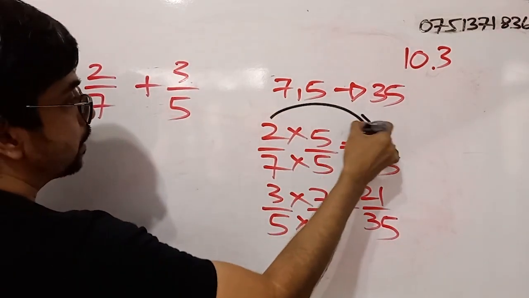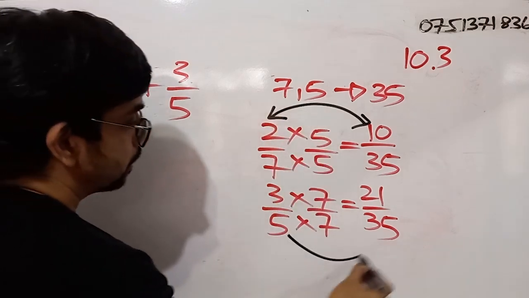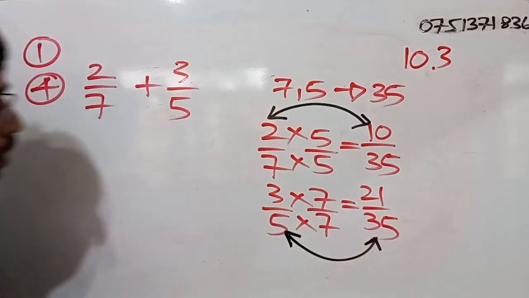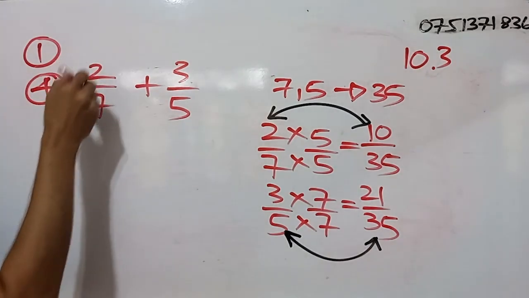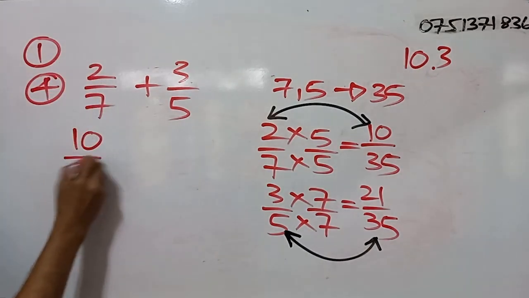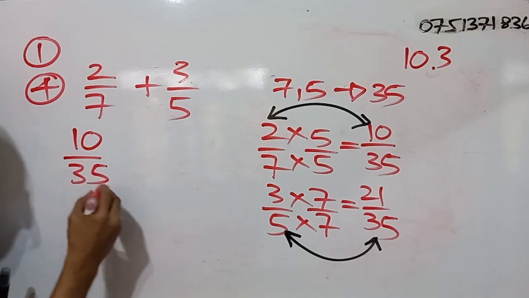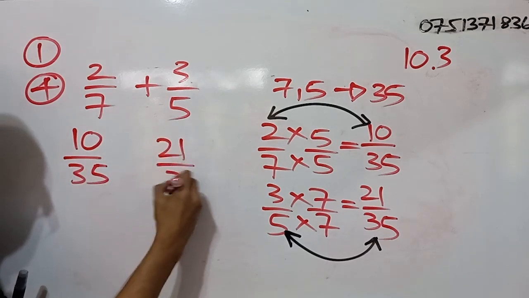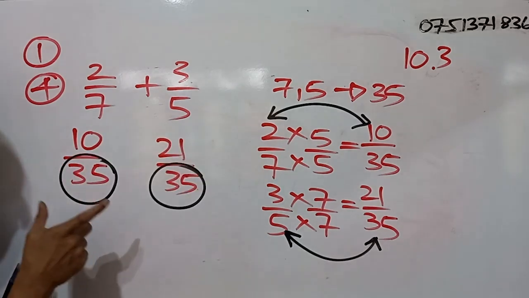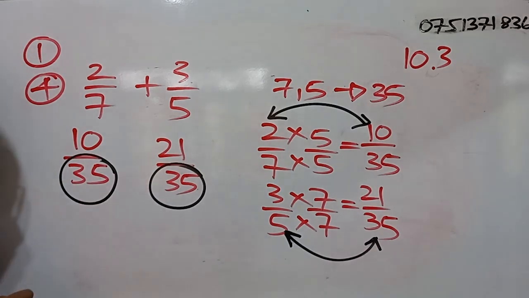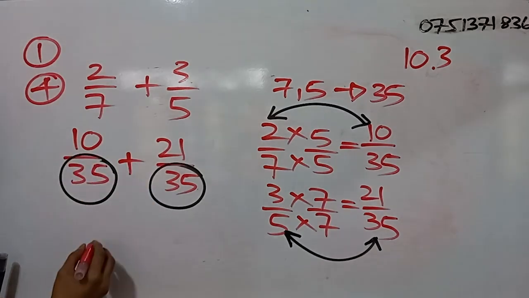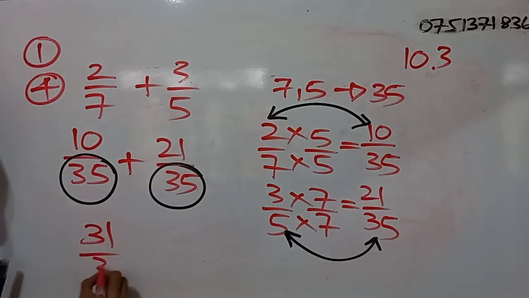So, these 2 fractions are what? Equivalent fractions, and in the same manner, these 2 fractions are also equivalent fractions. So, instead of 2 by 7, I can write 10 by 35. Instead of 3 by 5, I can write 21 by 35. Now, we have 2 fractions where the denominators are equal. So, now we can add them. So 10 plus 21, what is that? 31. So 31 by 35, that's the final answer.